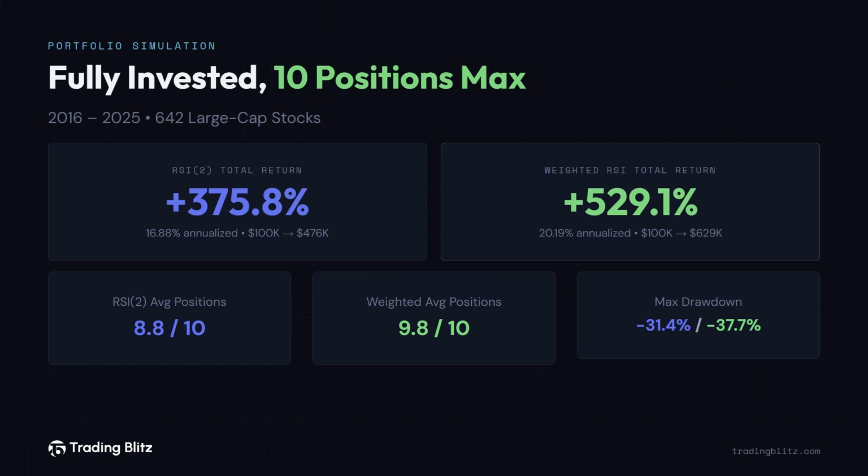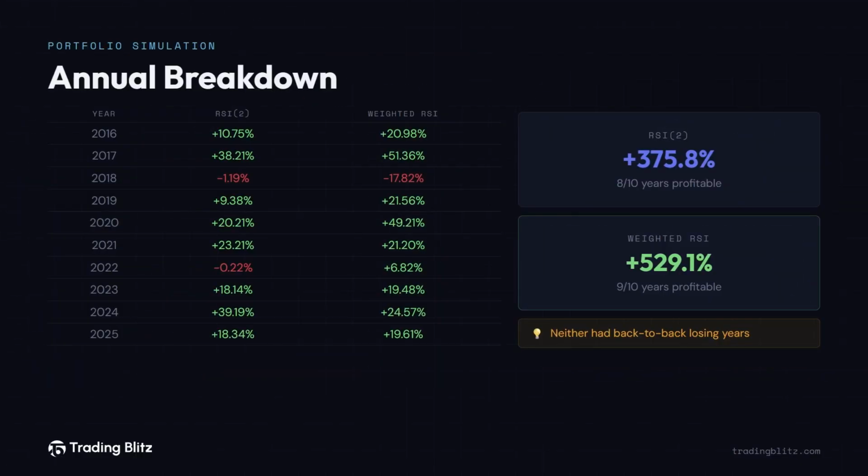Now, due to the greater number of signals, the weighted strategy was fully invested more often than the standard RSI strategy, and the risk metrics reflect what we saw with the individual security averages. The weighted strategy was profitable in 9 out of the 10 years, with its only losing year being 2018, and the standard RSI strategy was profitable in 8 out of 10 years. Neither strategy had back-to-back losing years across the entire decade.